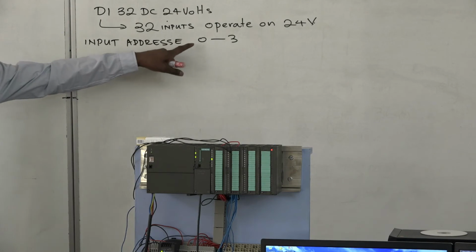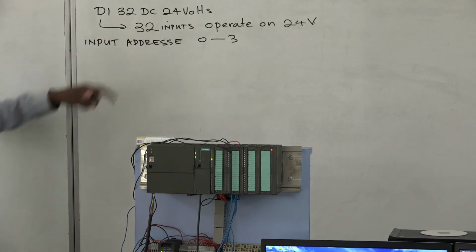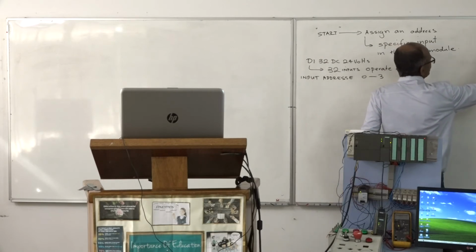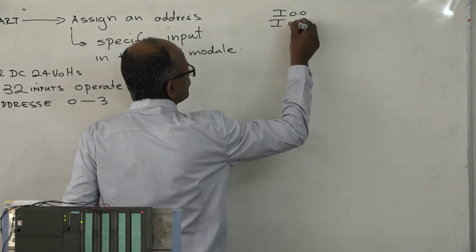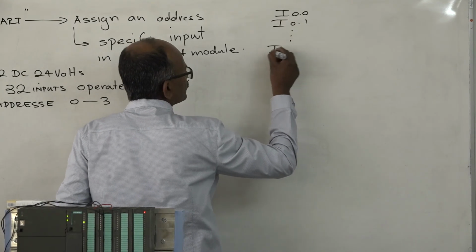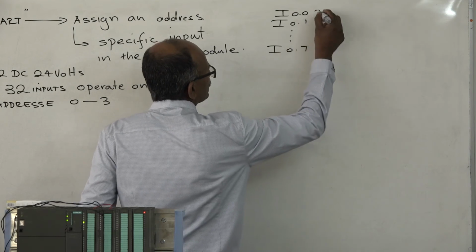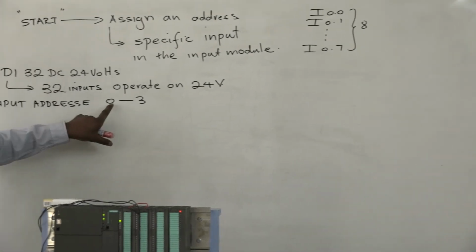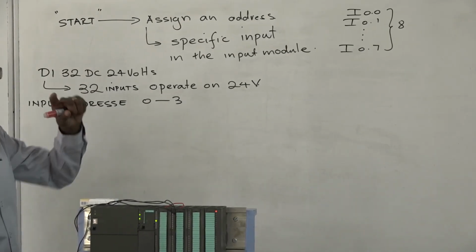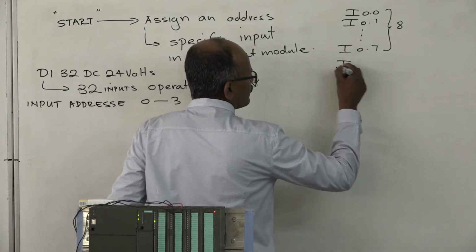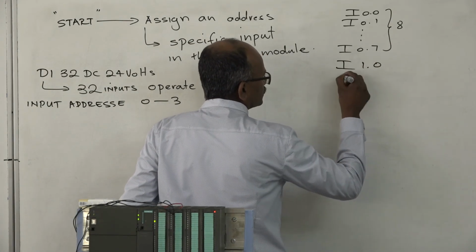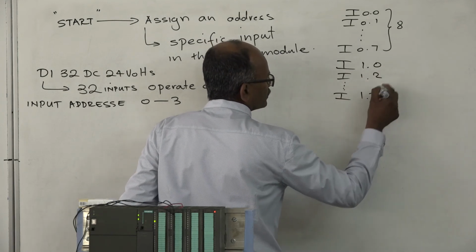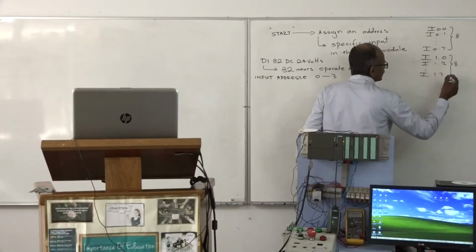What this actually means, remember, I've got 32 inputs. So your first input would be I 0.0, the second one would be I 0.1, and going down to I 0.7, and that would give you my 8 input addresses. Now it says it goes from 0 to 3. So the second 8 would be I 1.0, I 1.1, going down to I 1.7, and that would give me another 8.